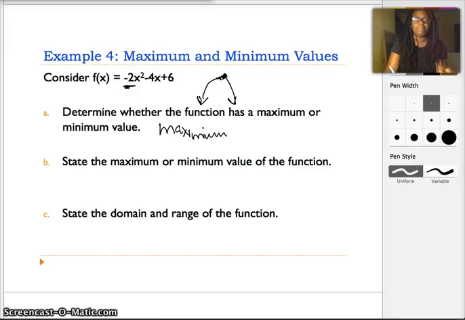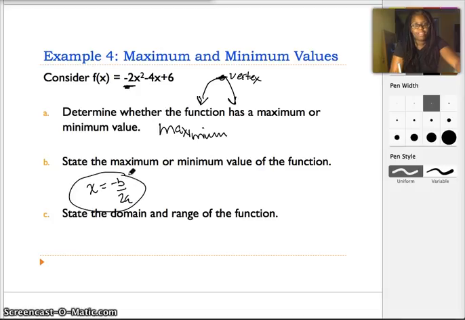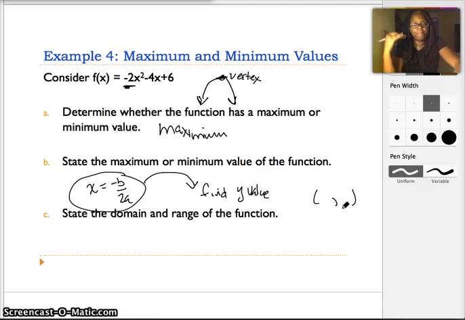This next one says state the maximum or minimum value of the function. How on God's green earth are we supposed to? Oh, I got it. We can use the vertex. As long as I can find the vertex, and we learned how to do that in the last example, we got this going on. So the first thing we want to do is x equals negative b over 2a. After we get this, we know that this is the axis of symmetry. We're going to plug that into the equation to find the corresponding y value, okay? And then we're going to have the vertex, which is going to give me the maximum value. So let's do it.